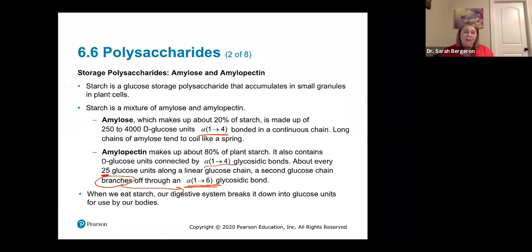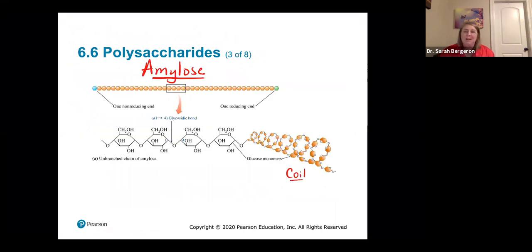And we're going to look at some diagrams. So when we are hungry, we eat plants, right? And the plants contain that starch. And then our digestive system can break down the starch into individual glucose units that our bodies can use. Thank you, plants, right? So here's our structure of amylose.